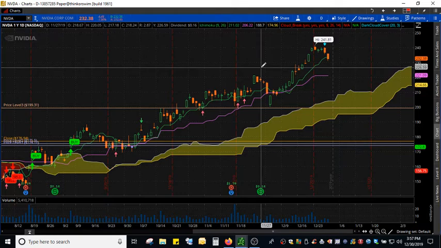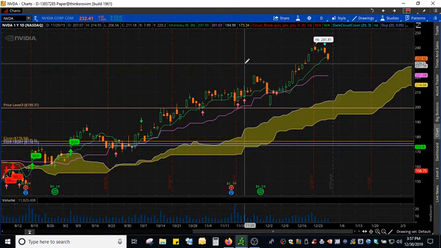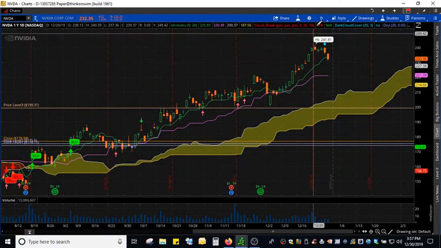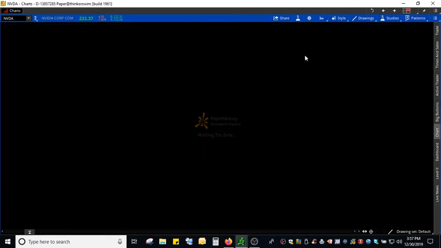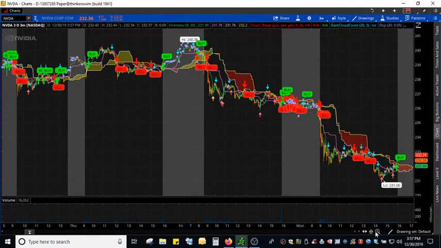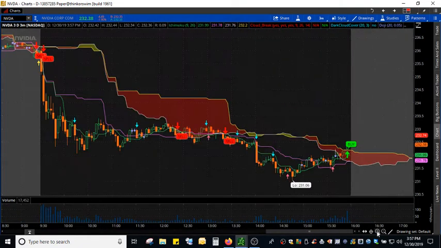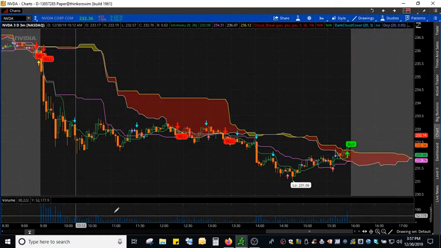Read up on it, learn it, try it, paper trade with it, play around with it, see what you think. If you like it, use it. If not, go back to what you used before. The thing I like about the Ichimoku is you really don't need all these indicators down here.